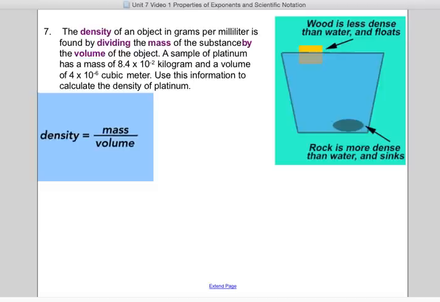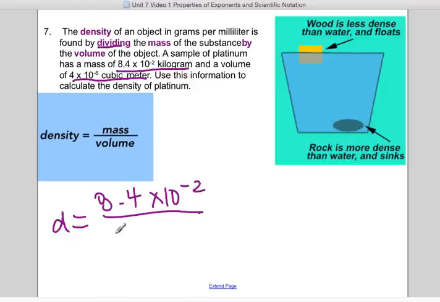The density of an object in grams per milliliter is found by dividing the mass of the substance by the volume. So we have density equals mass over volume. A sample of platinum has a mass of 8.4 times 10 to the negative second kilograms and a volume of 4 times 10 to the negative 6 cubic meters. Use this information to calculate the density. So the density is equal to our mass, 8.4 times 10 to the negative second, over our volume, 4 times 10 to the negative sixth.